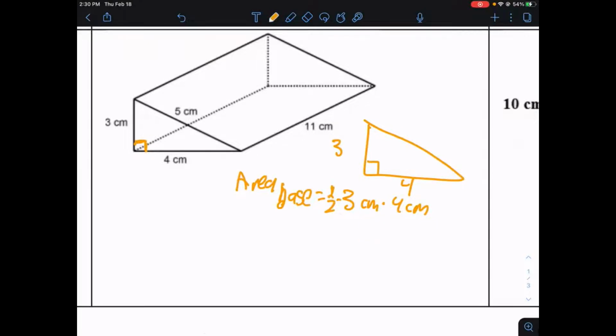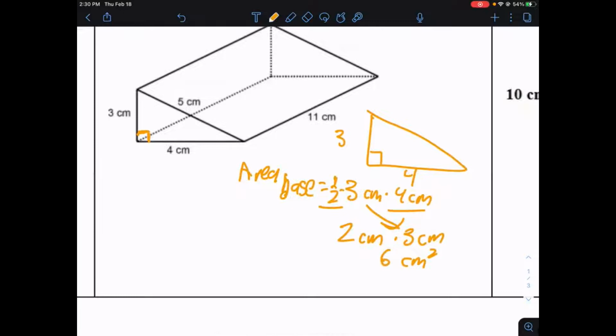Okay, so you can actually multiply in any order, right? So you don't have to do the 1/2 times the 3 to create the decimal. You could instead do the 1/2 times the 4 to get 2, and then multiply the 2 by the 3 to get 6. Again, with multiplication, you are allowed to switch the order. 2 times 3 is the same thing as 3 times 2.